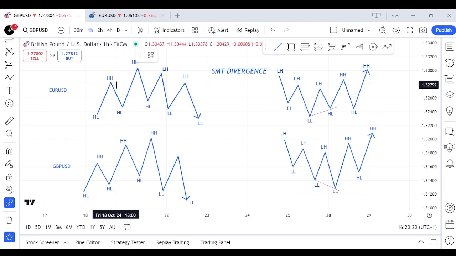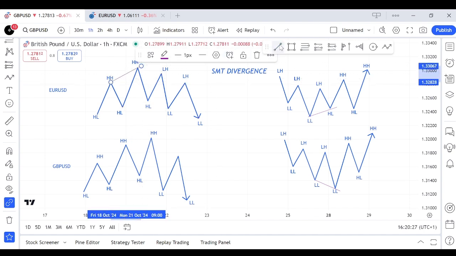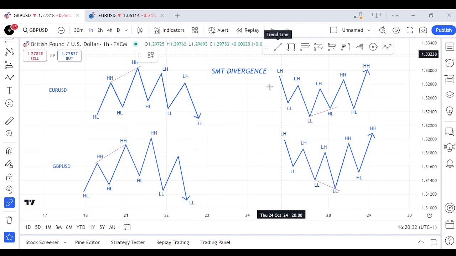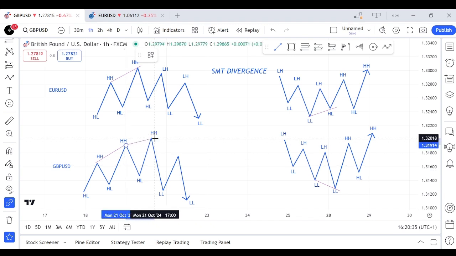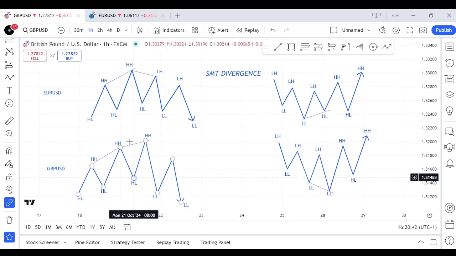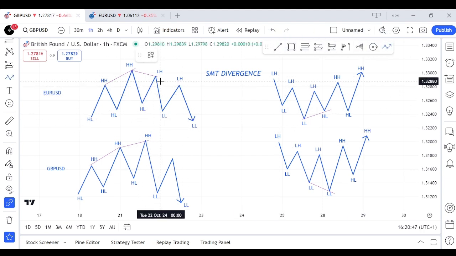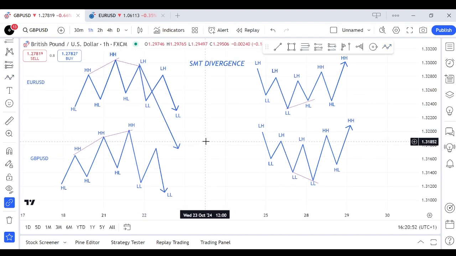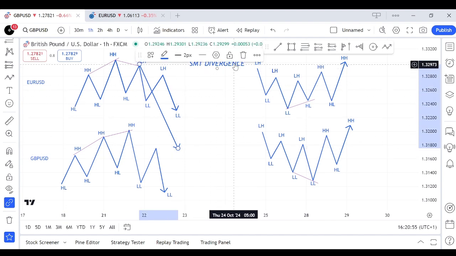For this example, you can see price on Euro USD making higher highs here, and GBP USD made a higher high, but Euro USD failed to make a higher high for that same move at that same time. So this can signal that the market's about to confirm and start going bearish. So that is the bearish SMT divergence.